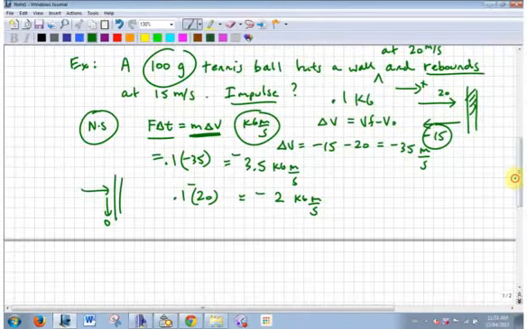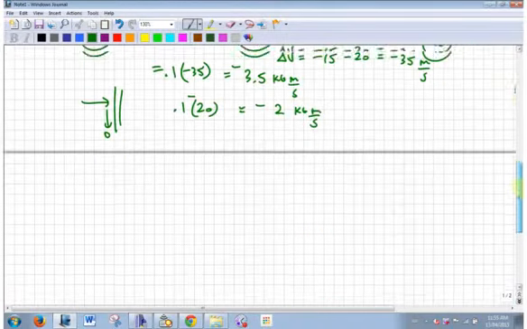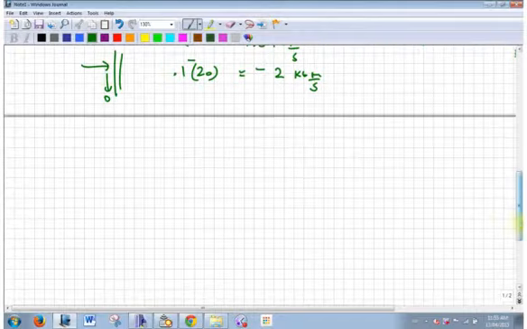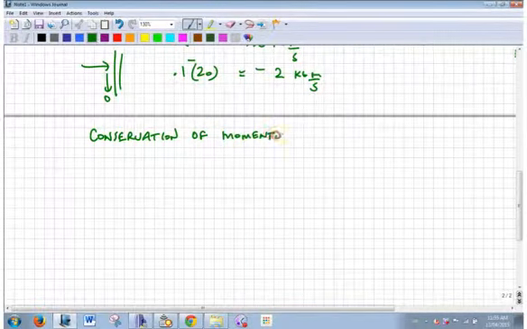Okay, so that's all review, really, right? That's recall. Nothing new there. This still isn't anything new. Did you do any two-dimensional momentum last year? No? You did conservation of momentum? Okay. Recall.